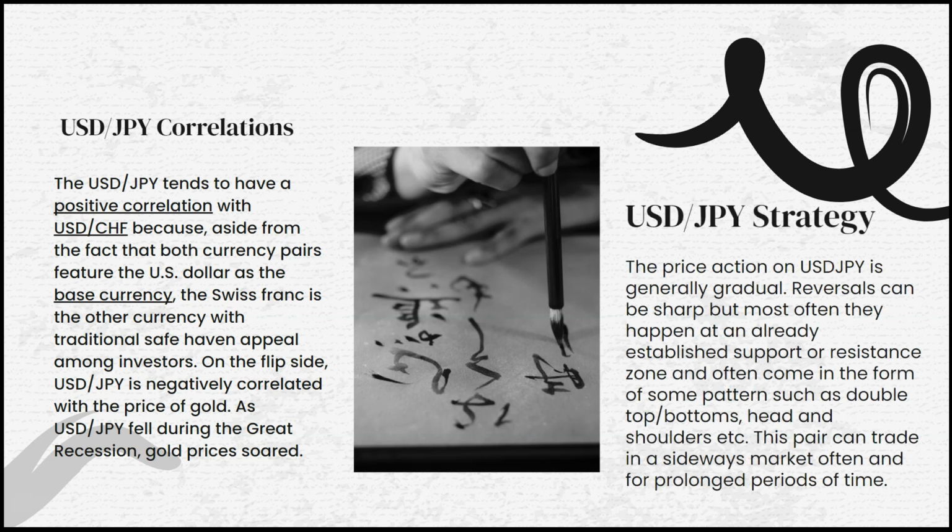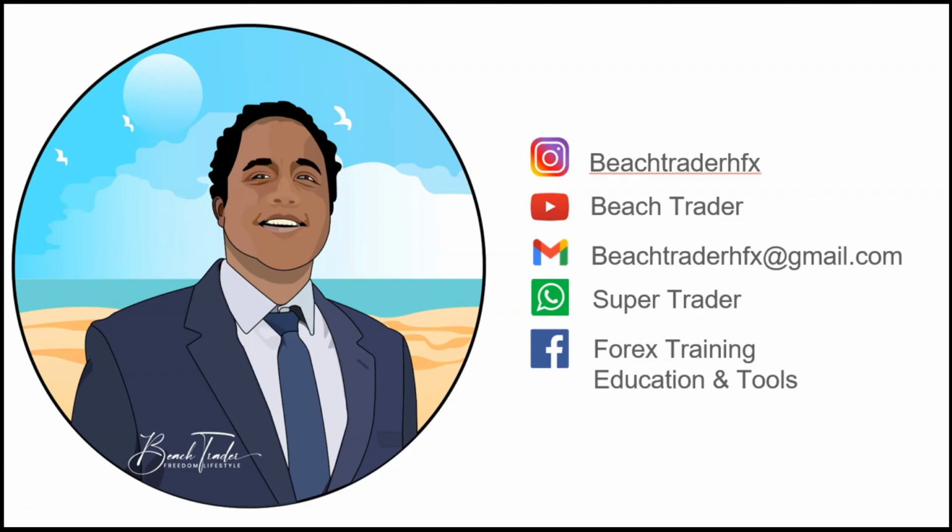USD JPY strategy. The price action on USD JPY is generally gradual. Reversals can be sharp, but most often they happen at an already established support or resistance zone, and often come in the form of patterns such as double tops and bottoms, head and shoulders, etc. This pair can trade in a sideways market often and for prolonged periods of time, which means it's a ranging market or a consolidated market.